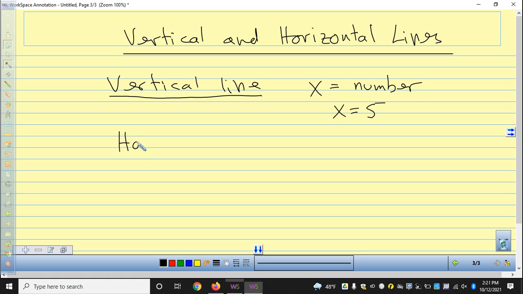A horizontal line will always look like y equals a number. Something like y equals -3 would be a horizontal line.